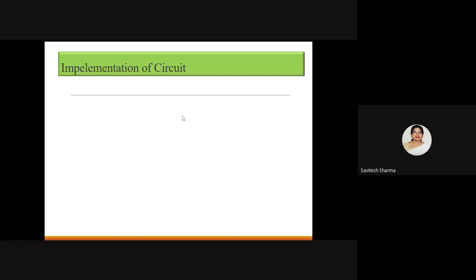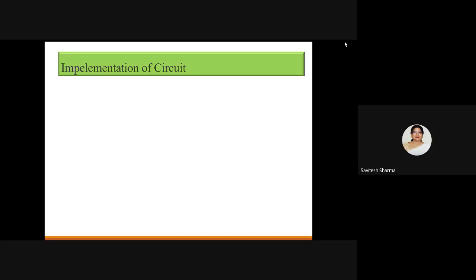Please take your notebooks, note down the question, and try to solve it in parallel with me. If you have any difficulty or confusion, please ask me. The first thing I am going to discuss is implementation of the circuit.